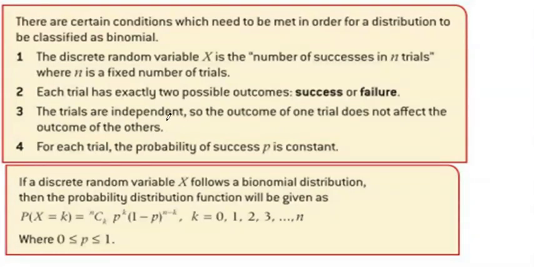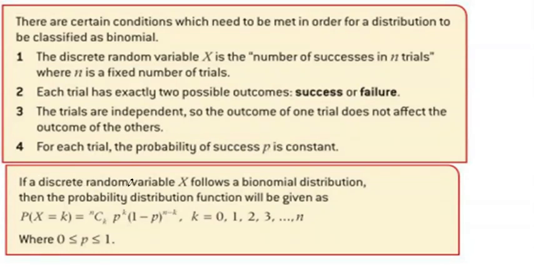The trials are independent, so the outcome of one trial does not affect the outcome of the other. And for each trial, the probability of success p is a constant. So the probability of success doesn't change, it is always the same.